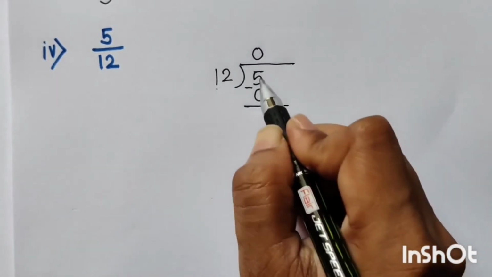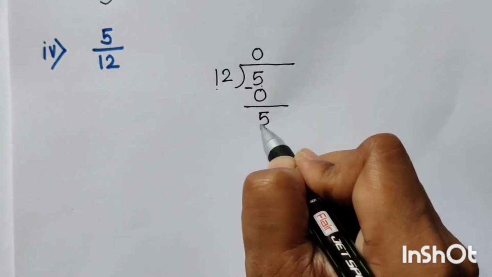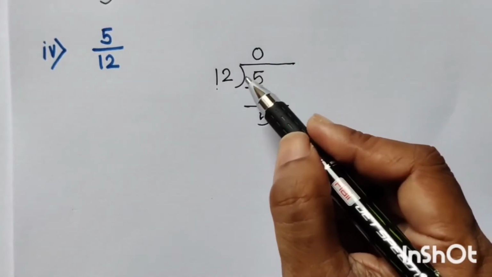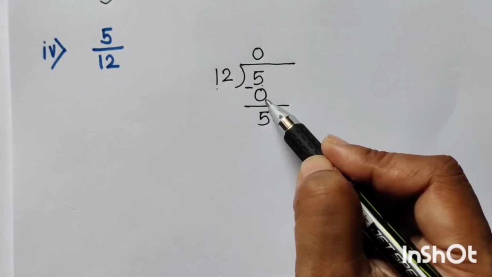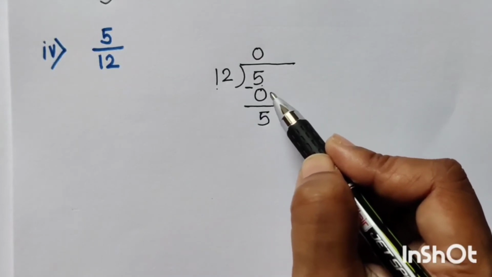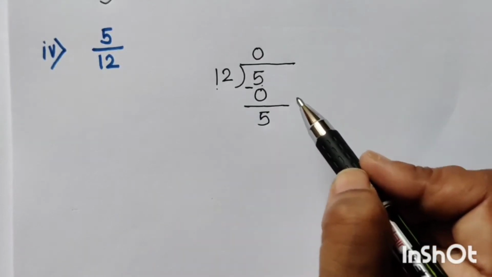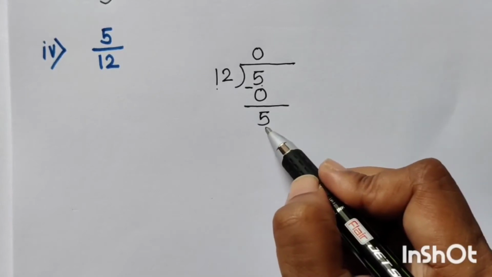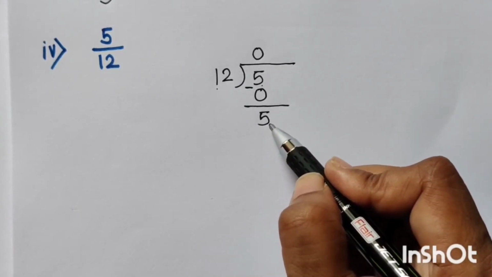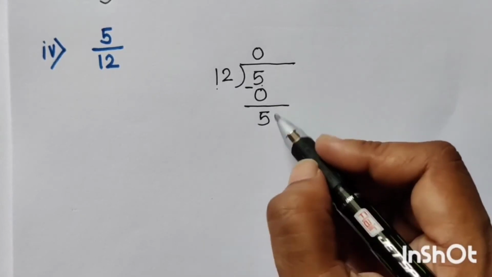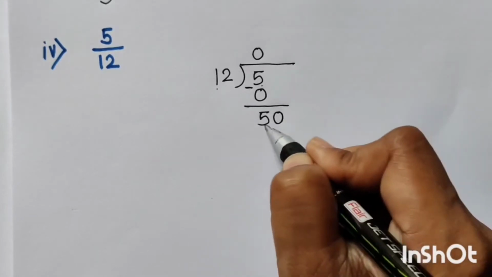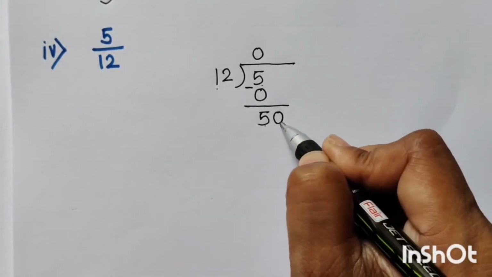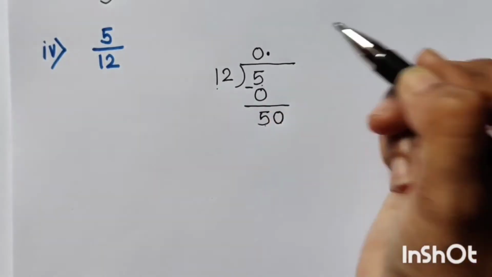Minus sign. 5 minus 0 is 5. When the dividend is smaller than the divisor, we have to first put 0. First step should be 0. Okay. Then we have got 5 in the remainder. That means we are not getting 0. So we have to put a 0 after this 5. For this 0, we put a decimal point.